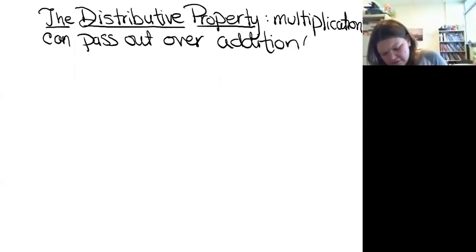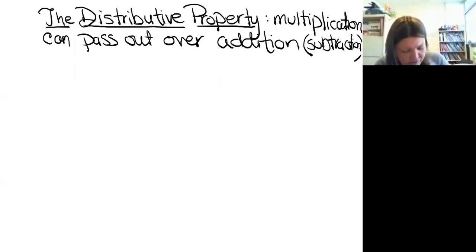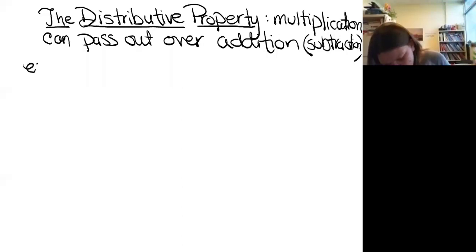And I should really say addition and subtraction. A lot of times when I'm lazy, I just say addition, meaning addition and subtraction, because I think of those two things as the same thing, just forwards and backwards. Addition and subtraction are inverses. They're kind of lumped together. So multiplication can pass out over addition or subtraction. And this is what that means. So I'm going to bust out a problem that we know one way to simplify, and then I'm going to show you another way to simplify it.